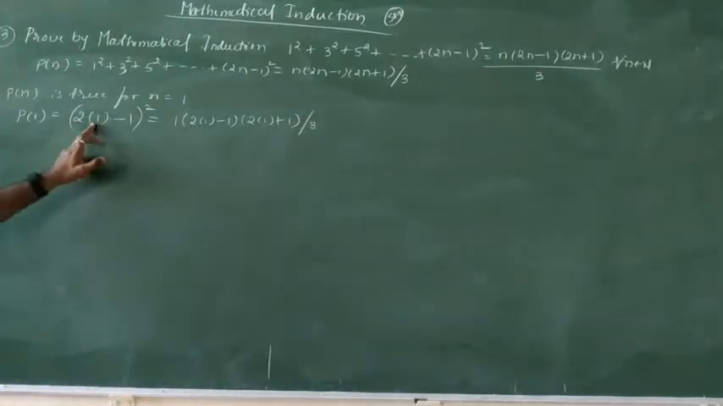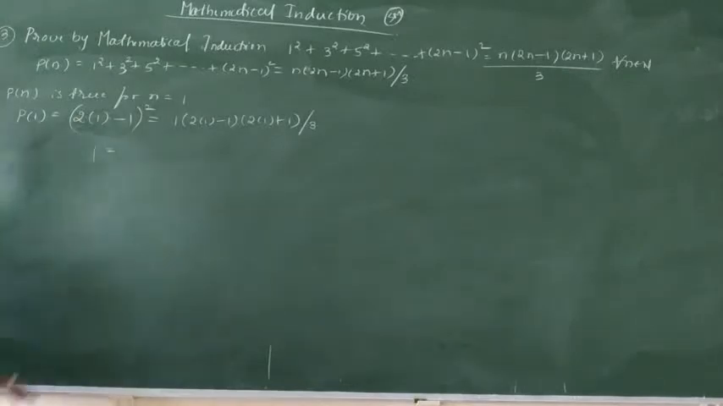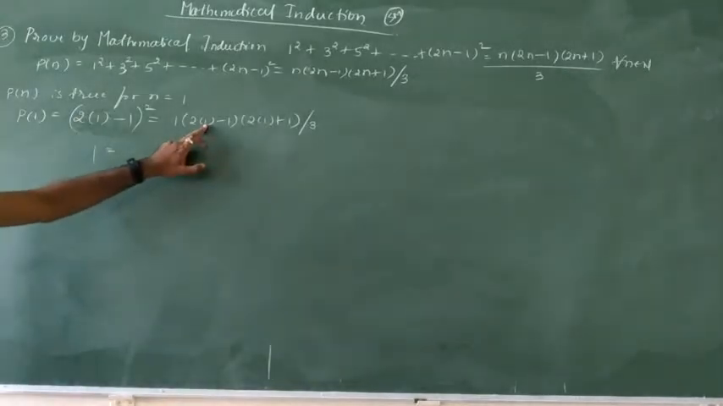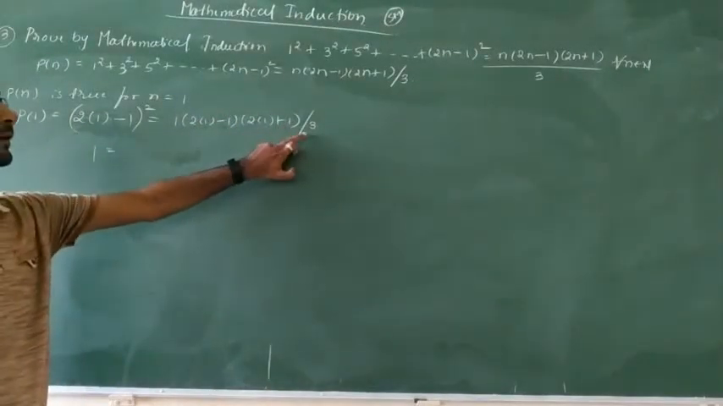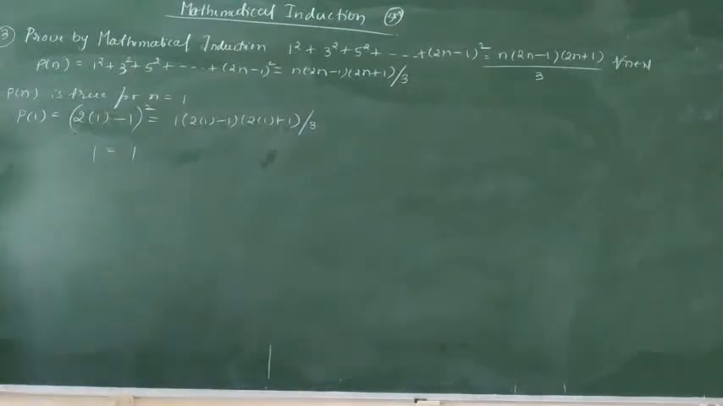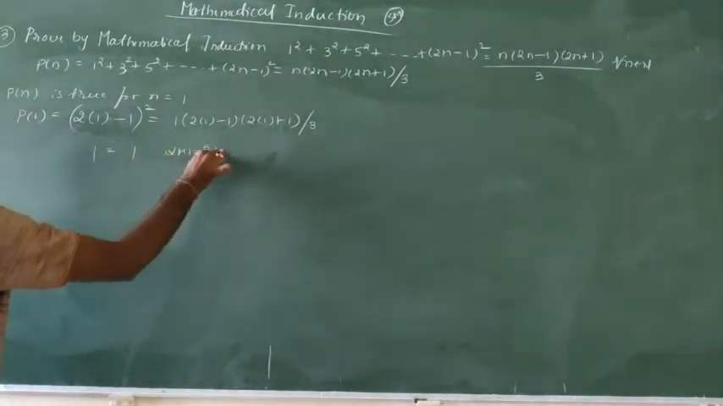So 2 into 1 is 2, 2 minus 1 is 1. That is 1 square, again we can look at it as 1. So here, 2 into 1 is 2, 2 minus 1 is 1, 1 into 1 is 1. 2 into 1 is 2, 2 plus 1 is 3, 3 divided by 3 is again 1. Therefore, LHS is equal to RHS.